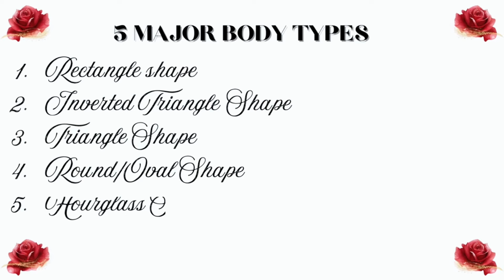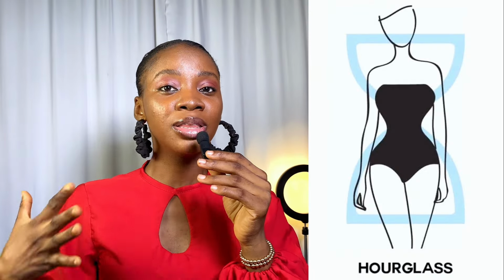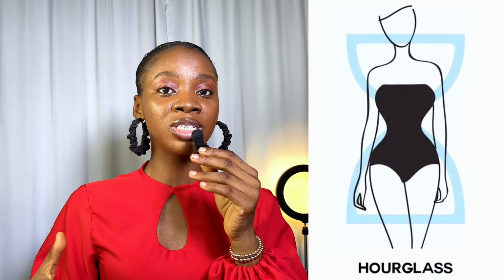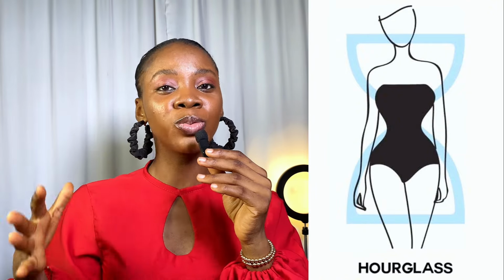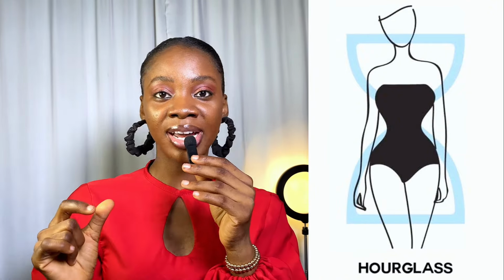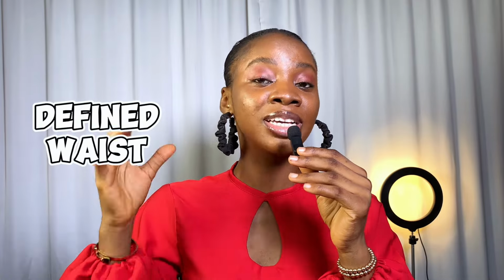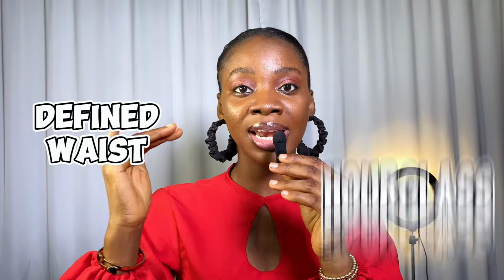Now, the last body shape we'll talk about is the hourglass body shape. This shape is usually the most desired body shape. Everybody that I know wants that hourglass body shape. Everybody's trying to achieve that hourglass body shape. So for the hourglass body shape, the bust and the hips are usually around the same size. Then the waist is very small. The waist is usually very defined. It is that defined waist that usually gives someone that hourglass figure.